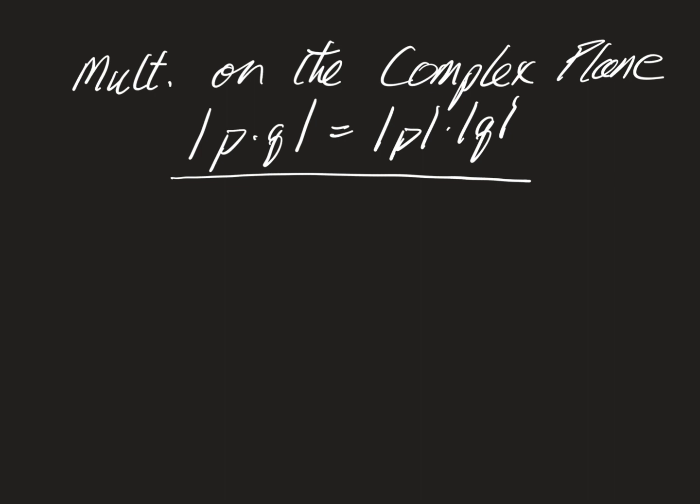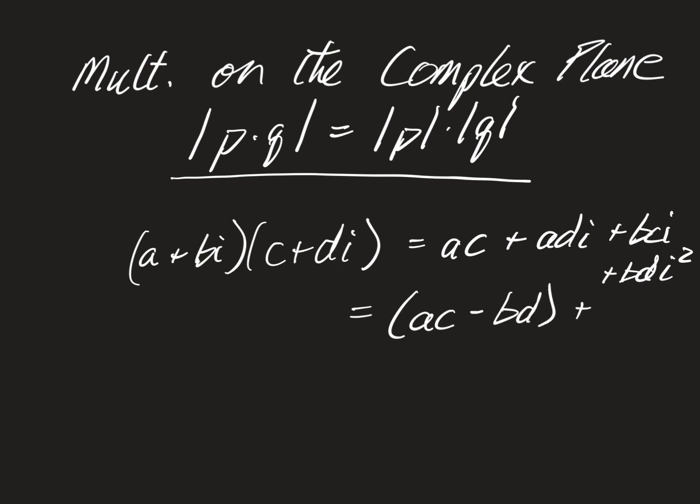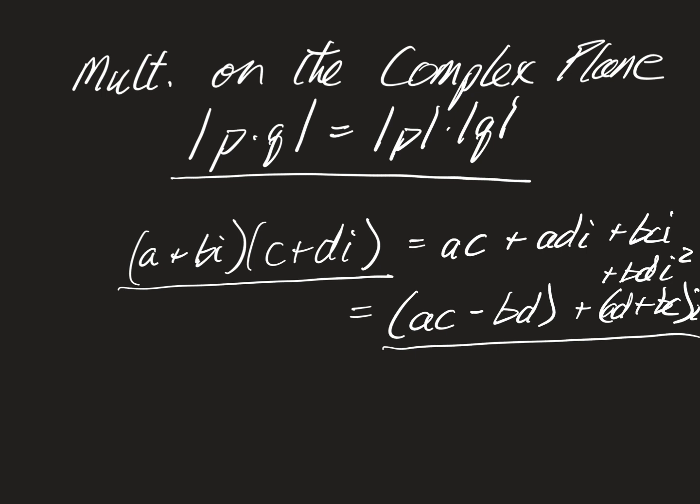Now, the other thing that we want to do is look at regular old multiplication of complex numbers. When you multiply this out, you get ac plus adi plus bci plus bdi squared. And i squared being -1 then leads to the real part being ac minus bd, and the imaginary part being ad plus bc times i. So whenever you multiply two complex numbers, the answer takes this form.